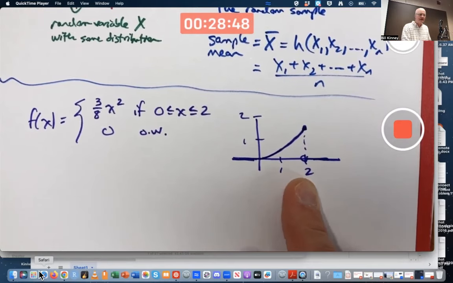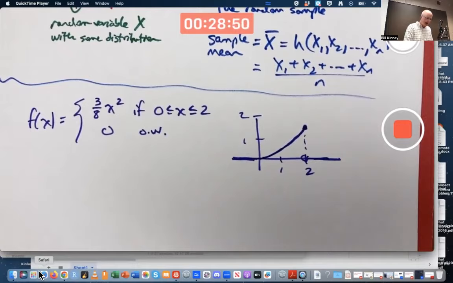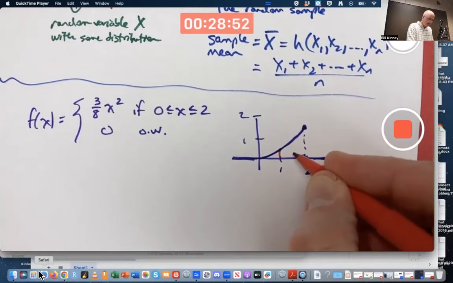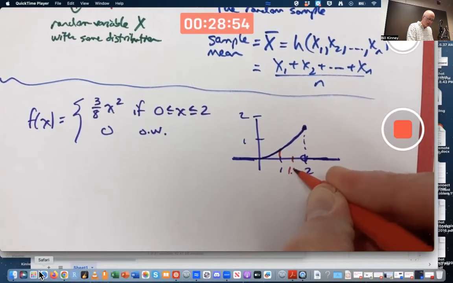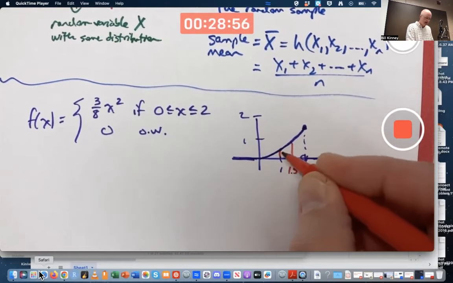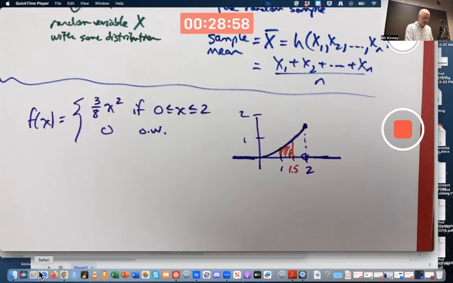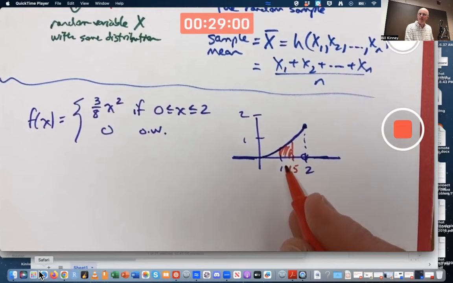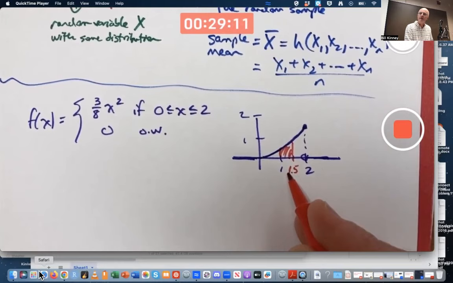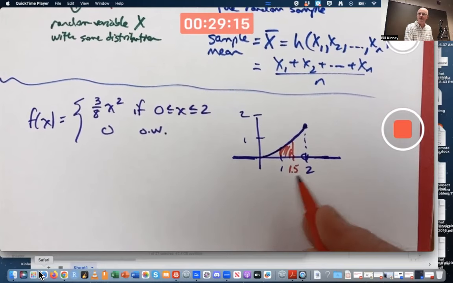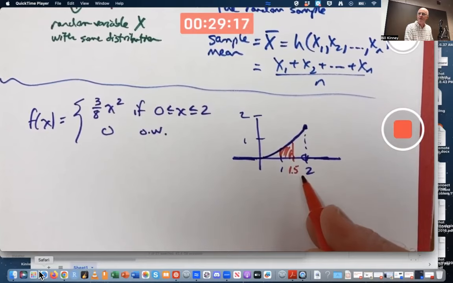A little bit more technically, the area under this graph over any region, for example, from 1 to 1.5, is the probability of observing a value between 1 and 1.5. And if you got a lot of data, say 1,000 data points, that should be very close to the percentage of the data between 1 and 1.5. But not just for that interval, but for any interval between 0 and 2.